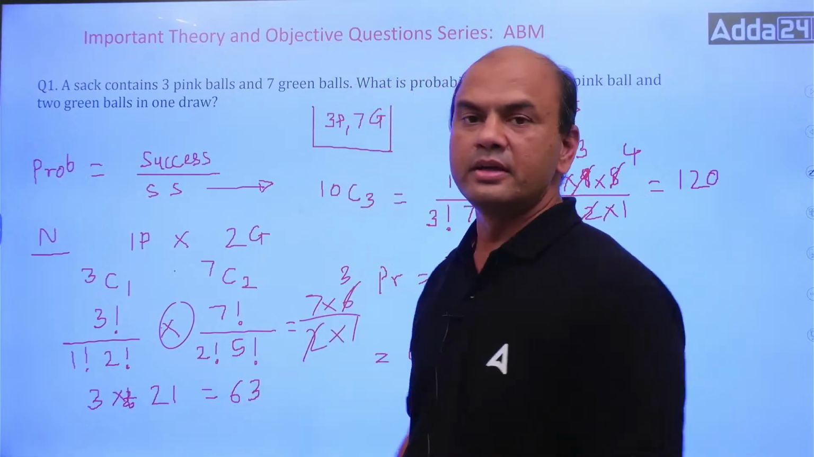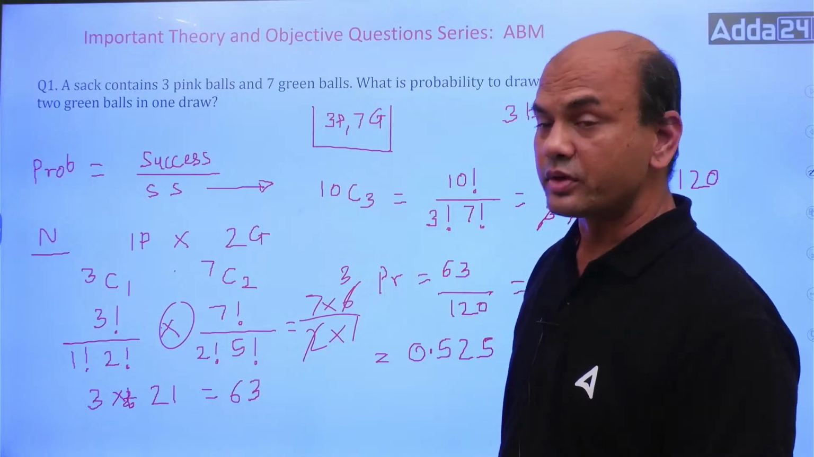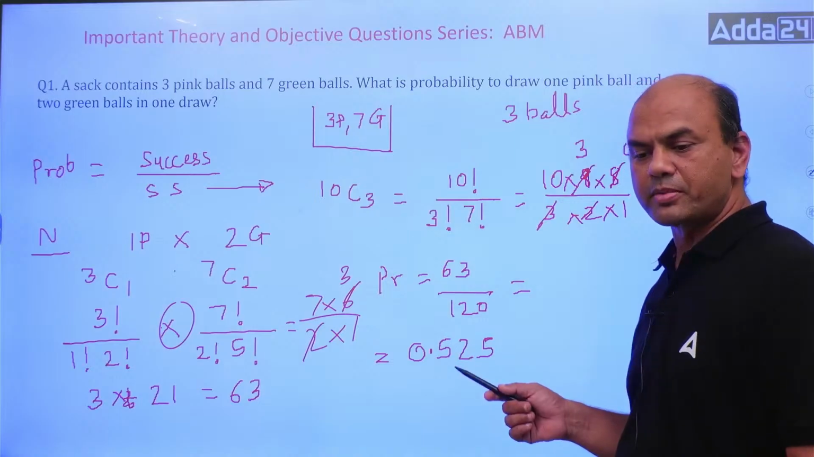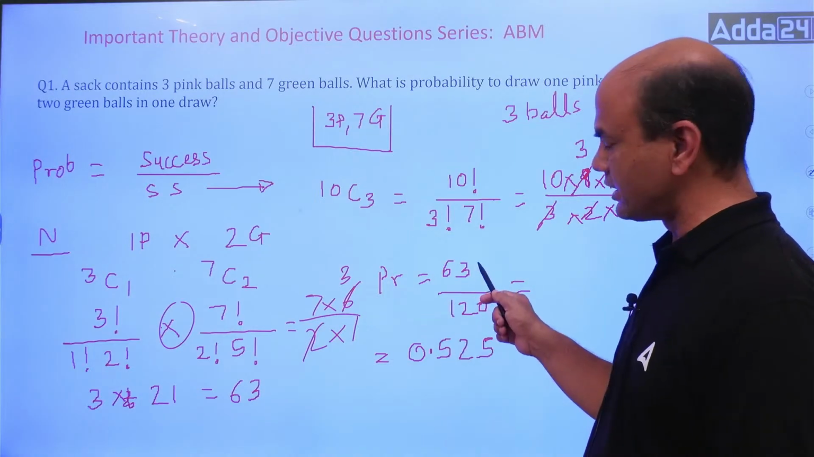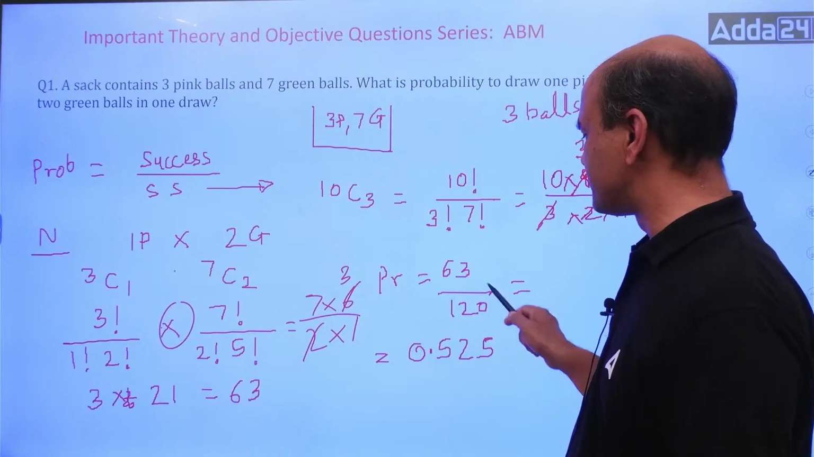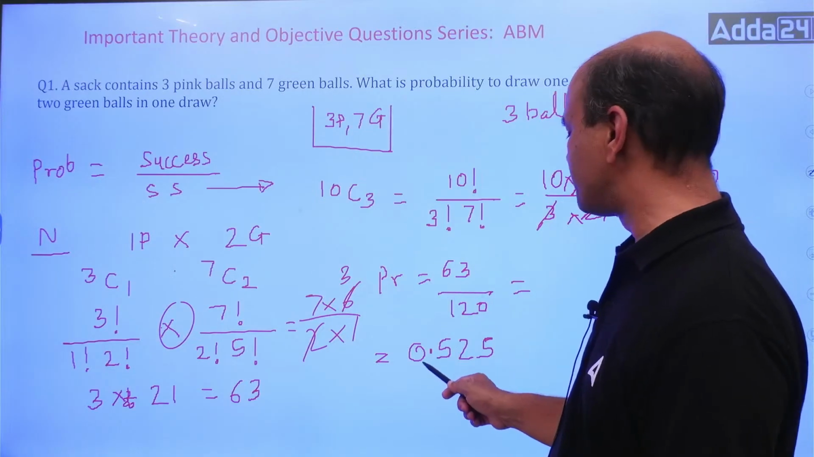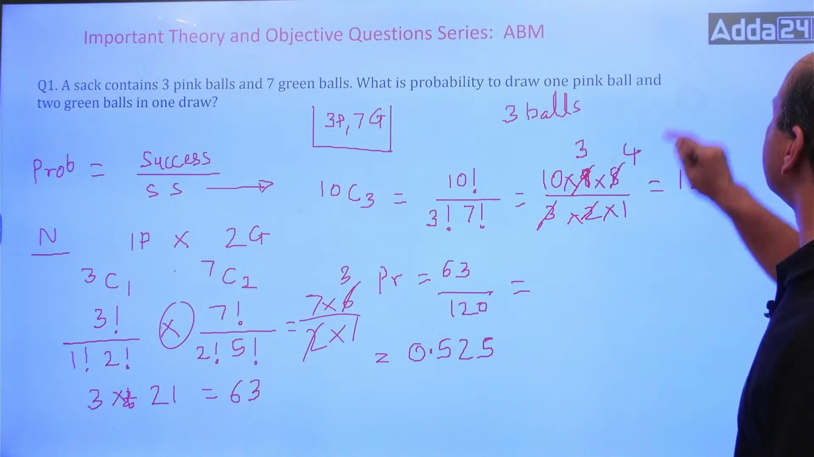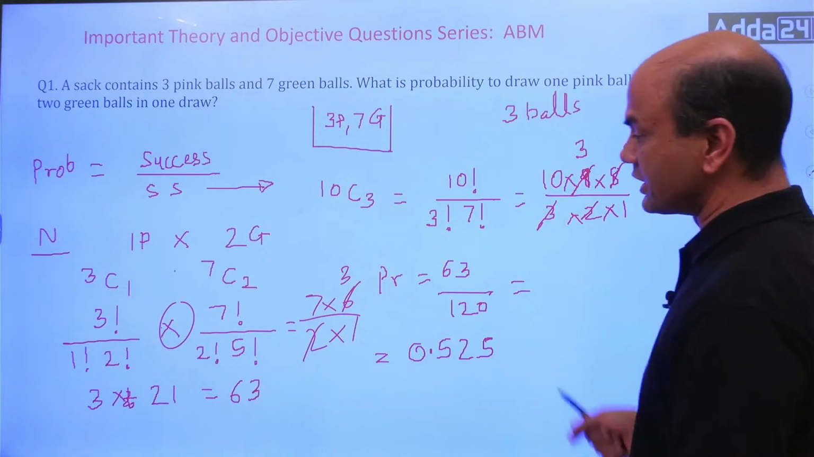So my success is 63. Now use the probability formula. The formula for probability is 63 divided by 120, success upon sample space. Divide this. You will get the answer as 0.523. Got it? So this is the probability.